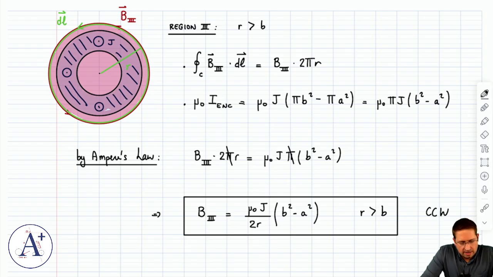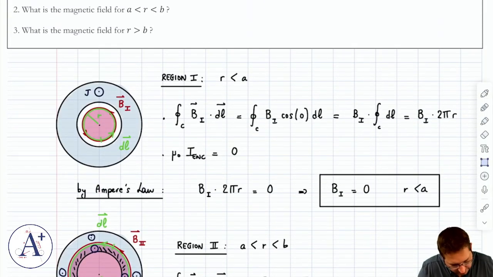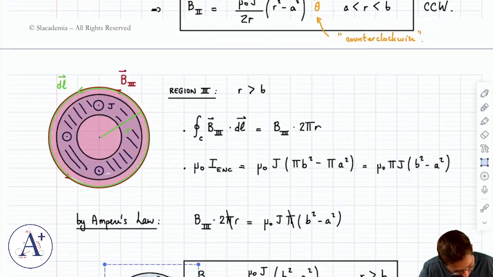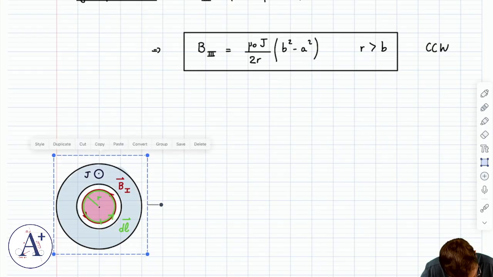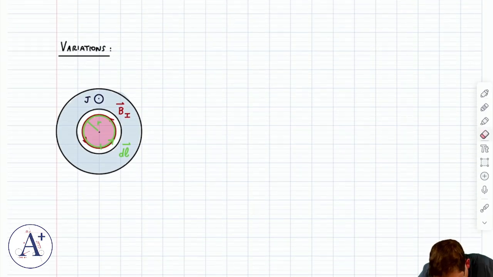Now, I had said that before finishing this problem, I would do a variation of it where maybe we could add a wire in the center that carries a current going back into the page. So let's do that. Let's do a variation, only because these types of problems are super common. And it's always nice to see what changes if you just change one thing. Okay, so let me do this. I'm going to get rid of B1 and all that.